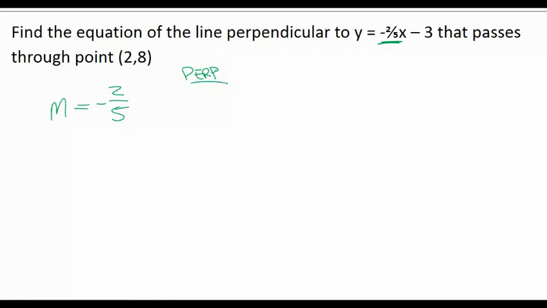Perpendicular slope. Remember, that's the negative reciprocal. So I'm going to flip that. Negative 2/5 will become 5 over 2. And then I change the sign. Since it was negative 2/5, this will be positive 5/2. So my slope is 5/2.